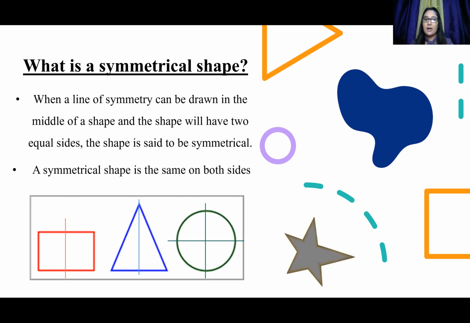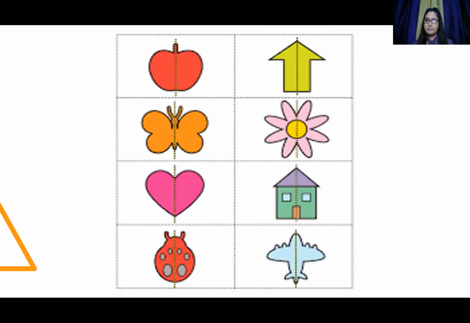Let's look at some other examples of symmetrical shapes. You all notice that there's another flower in this image because we looked at flowers in the last lesson, and there are also symmetrical and asymmetrical flowers. Look at the apple, and all these shapes have a line of symmetry dividing it into two equal parts.